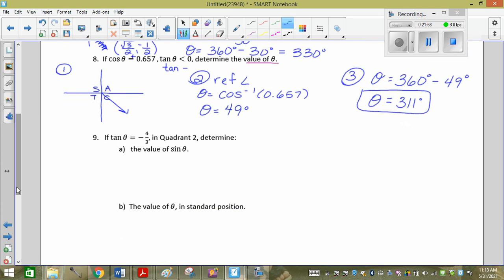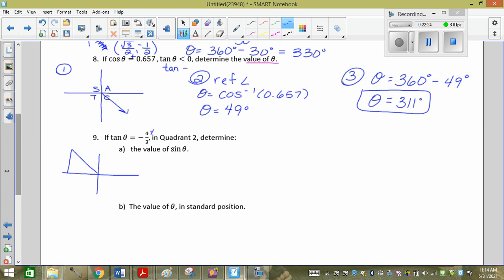Number 9 is the one that shows you how I could give you the same question but ask two separate things, right? So I can tell you tan theta equals negative 4 over 3 in quadrant 2, find the value of sine theta. So I'm going to give you a trig ratio, asking for a trig ratio. When I give you a trig ratio, ask you for a trig ratio, I draw it in quadrant 2, and I draw a reference triangle.